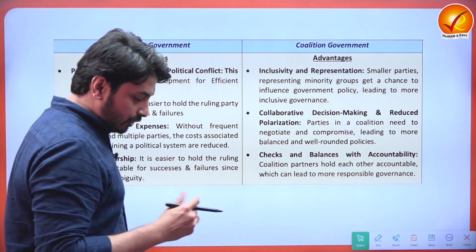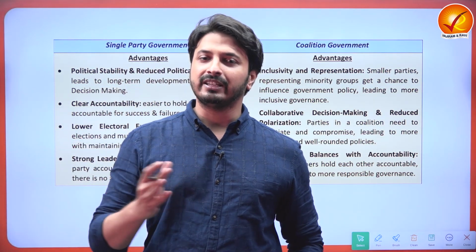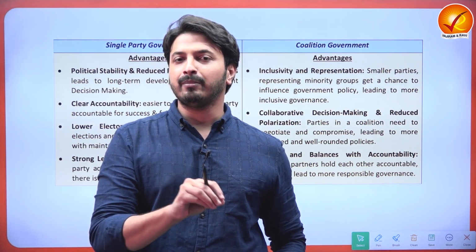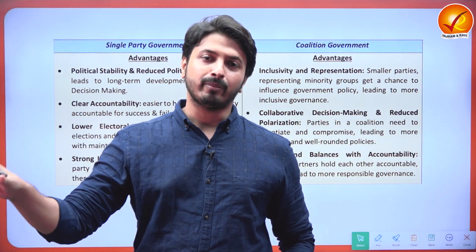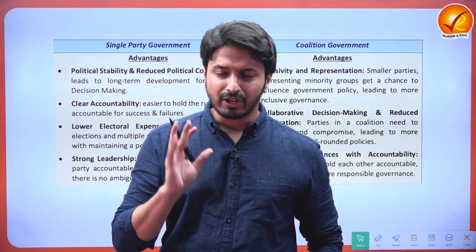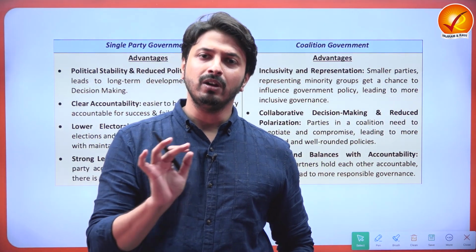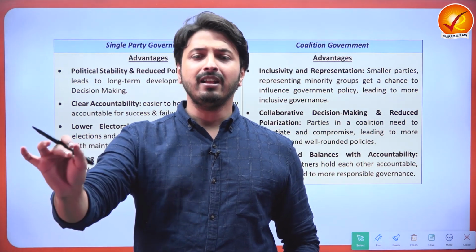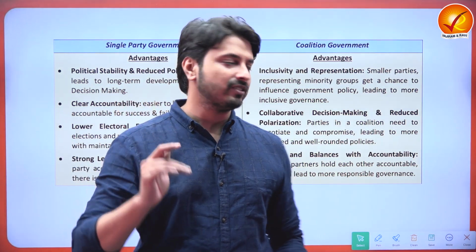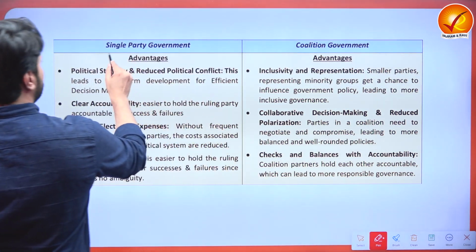So before we go on and discuss India's economic performance and growth rate over the years with respect to single party government and coalition government, first of all, let us try to distinguish between the basic nature of the single party government and the coalition governments. Okay. So what are the major advantages of the single party government?